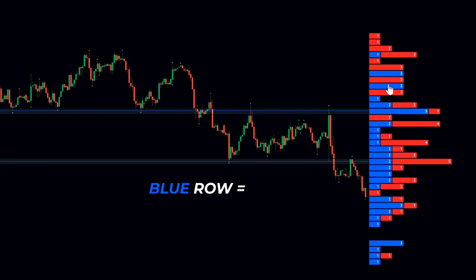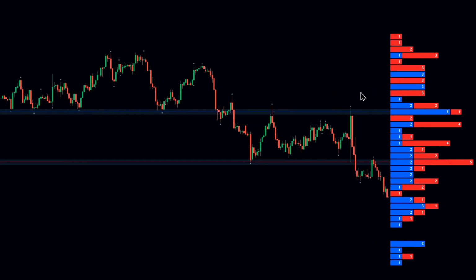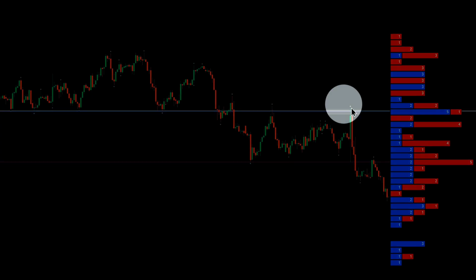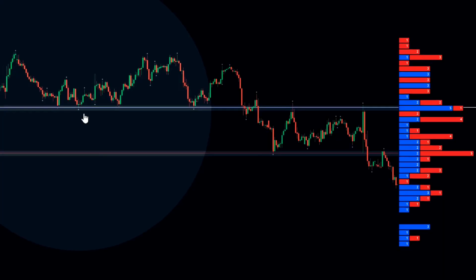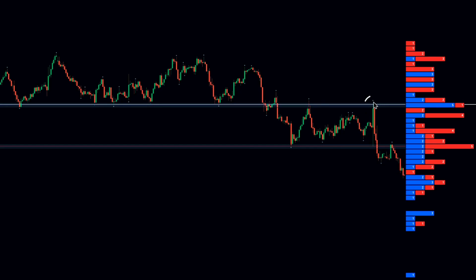The numbers on the rows represent how many pivot points were used to create each row. For example, if a row shows 3, it means that the row was built from 3 pivot points. Drawing a horizontal line at that row allows you to visually pinpoint the pivot points used in its construction.